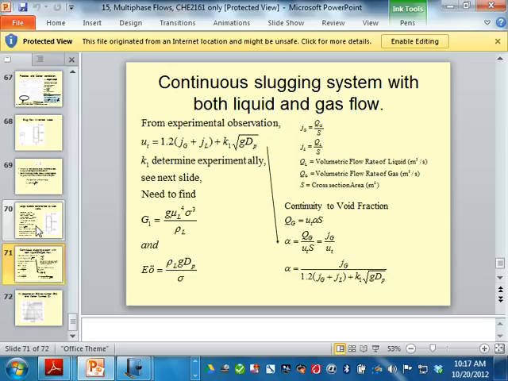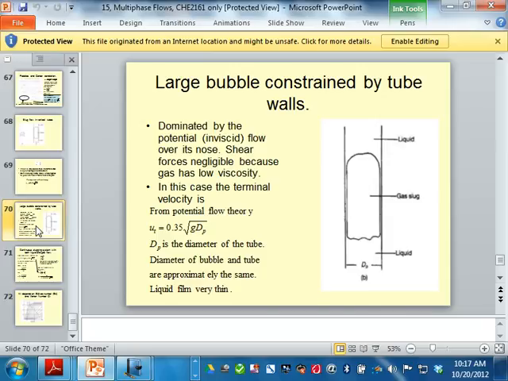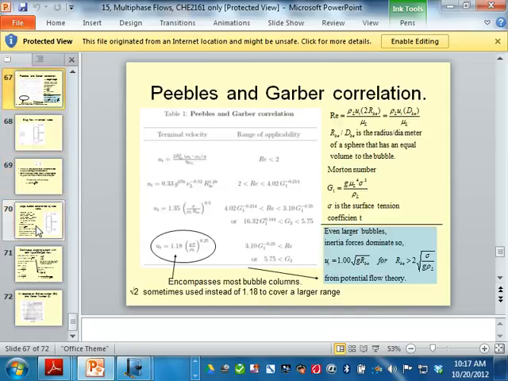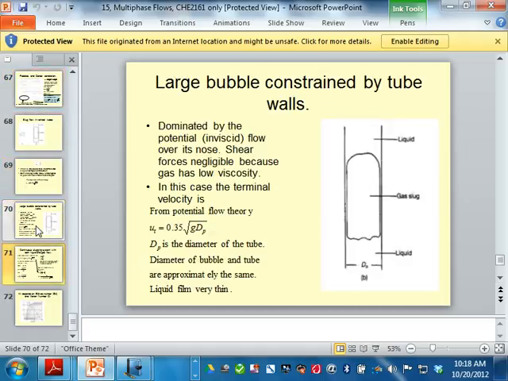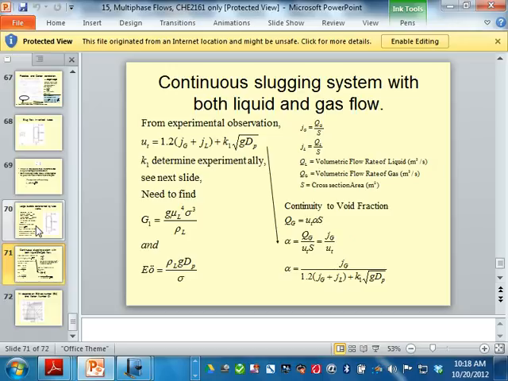So basically there are three things we covered: bubble rise velocity for a single bubble in a big tank, rise velocity of a single slug in a pipe, and bubble rise velocity for a continuous system. A continuous slugging system means not only one slug, but slug after slug. We need this if we apply these experimental correlations too. Any questions so far?